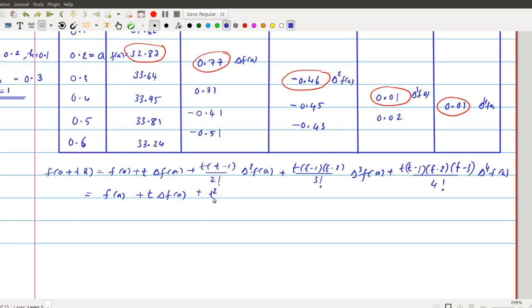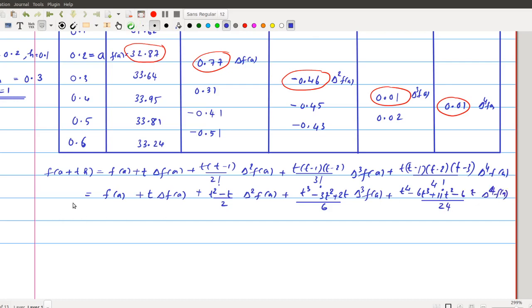t square minus t divided by 2 del square f of a, plus this will be t cube minus 3t square plus 2t divided by 6 del cube f of a, and this polynomial will be t raised to 4 minus 6t cube plus 11t square minus 6t divided by 24, that is 4 factorial, times del raised to 4 f of a.